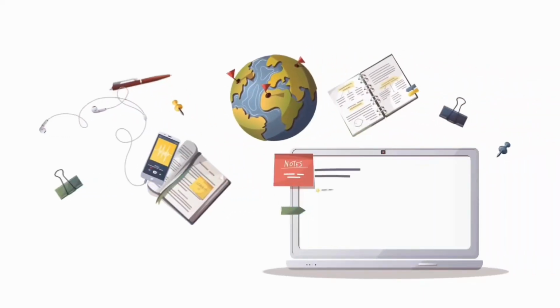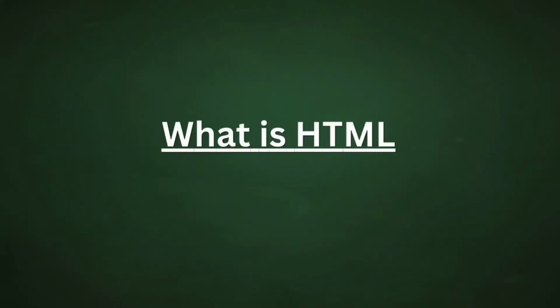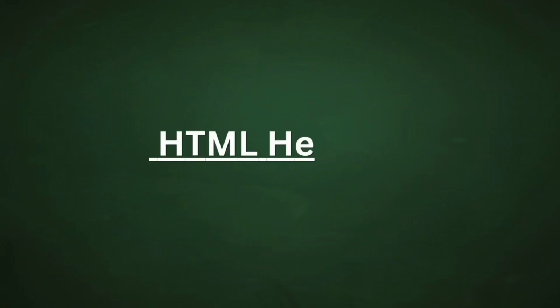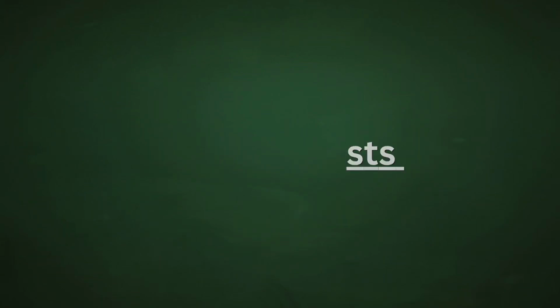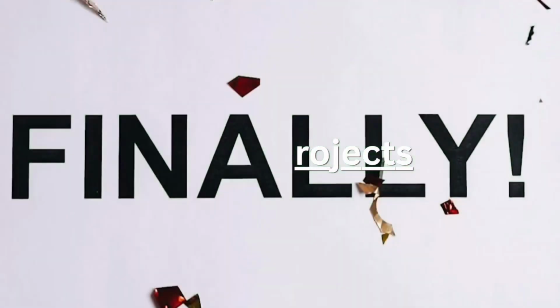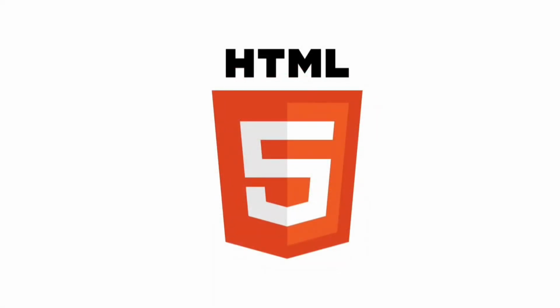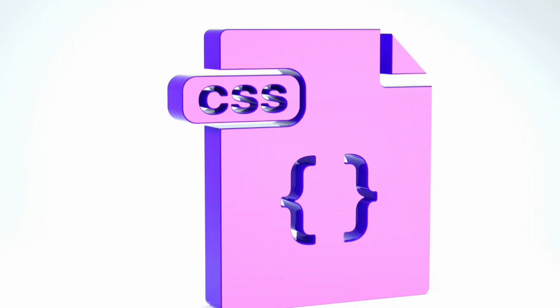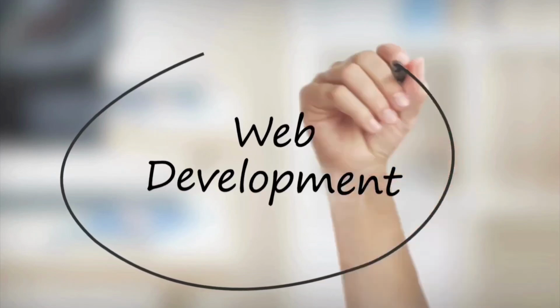Now you may ask, what exactly are we going to learn in this course? Well, in this course we will cover what is HTML, HTML tags, headings, paragraphs, images, hyperlinks, lists, tables, forms, semantic HTML, audio and video, HTML5 elements, website structure, best practices, real projects, and finally, we will build complete web pages together. After completing HTML, you can move to CSS. After CSS, you can learn JavaScript. These three technologies together form the foundation of web development.